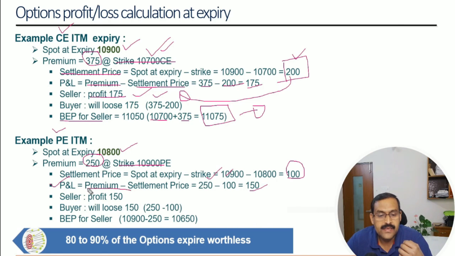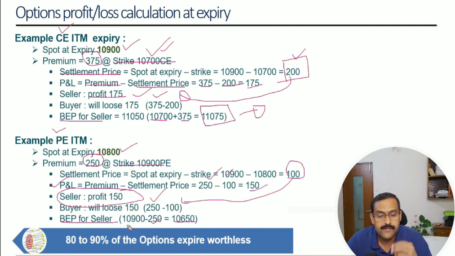So the seller still keeps 150 rupees, 150 points as a profit, as he has received more premium than the ITM value. So the buyer again will lose how much? 250 he has paid as a premium and he is receiving only 100. So he will still lose 150 points. So again, for calculating the break-even point for the seller, you have to take the strike price, which is 10,900 here, and subtract the points that are received as a premium by the buyer. Which comes out in this case to 10,650.